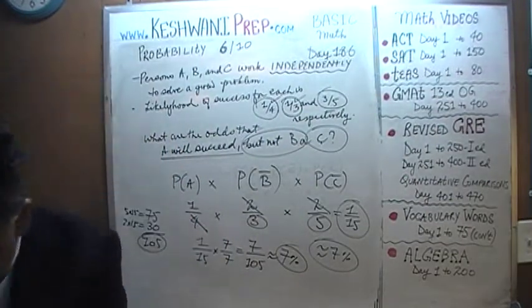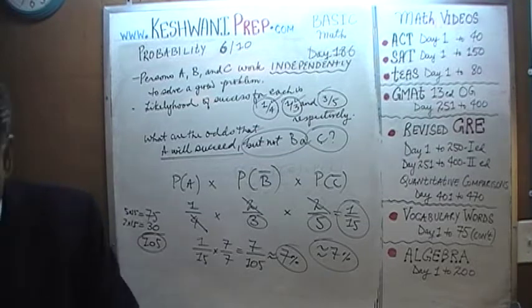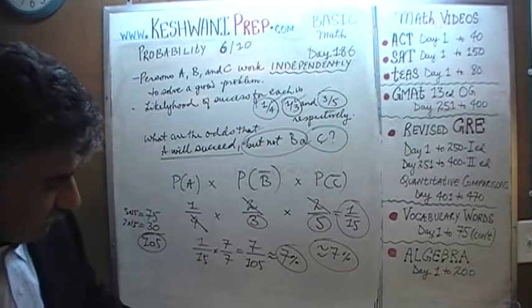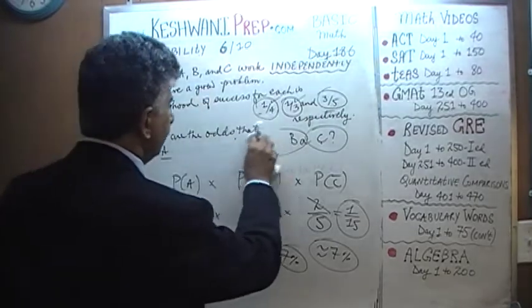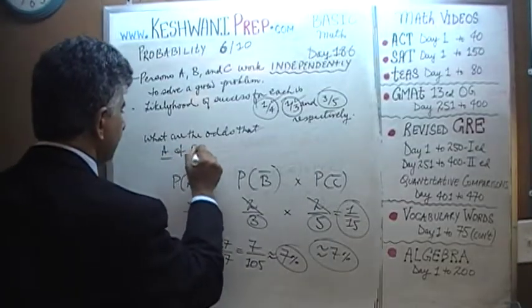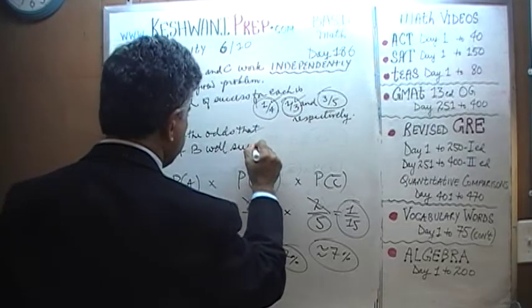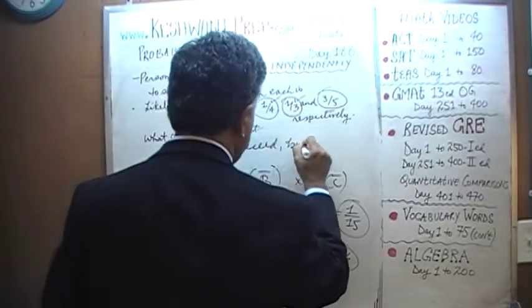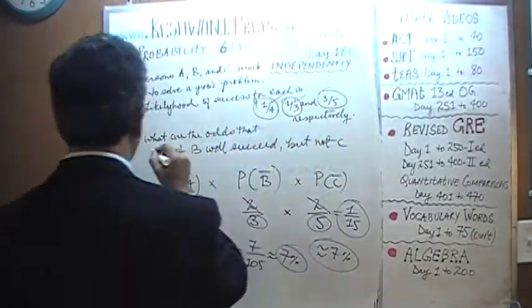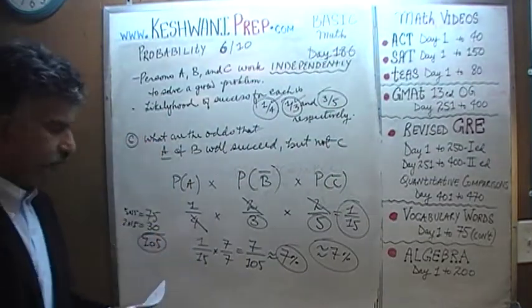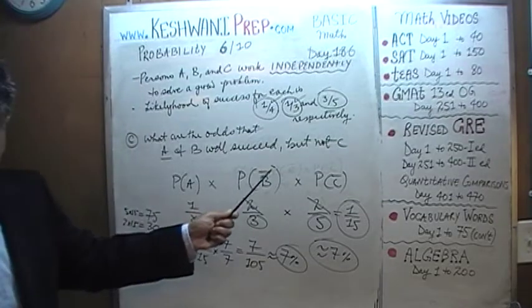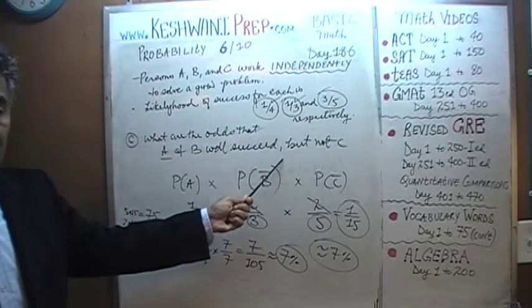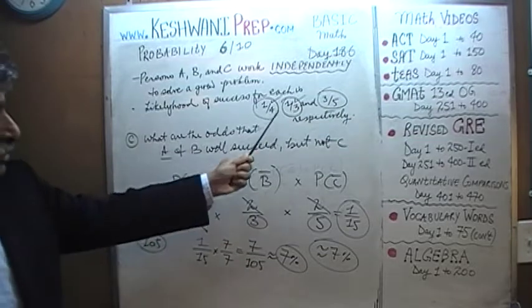Problem number C. I'm going to pick up speed. I'm taking too long. I always have a tendency to go at a leisurely pace. What are the odds that A and B will succeed, but not C? That's part C. What are the odds that A and B will succeed and not C? You should be able to see immediately that that's even more unlikely. A and B, those are the 2 people with the lower probability.